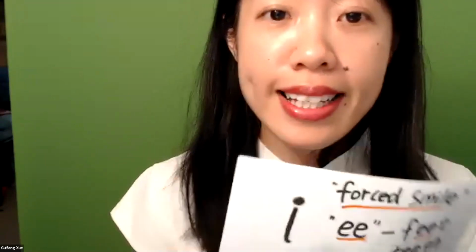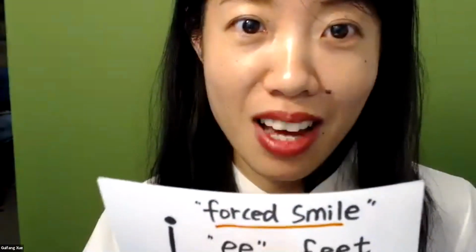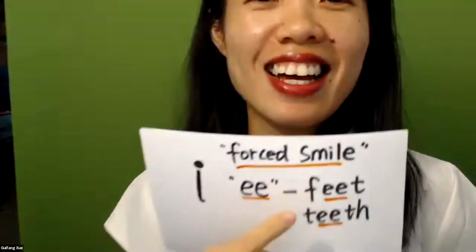So that's the third vowel. And then the fourth vowel. Earlier is half open. And this is a smile or forced smile. So the shape is like a smile face.